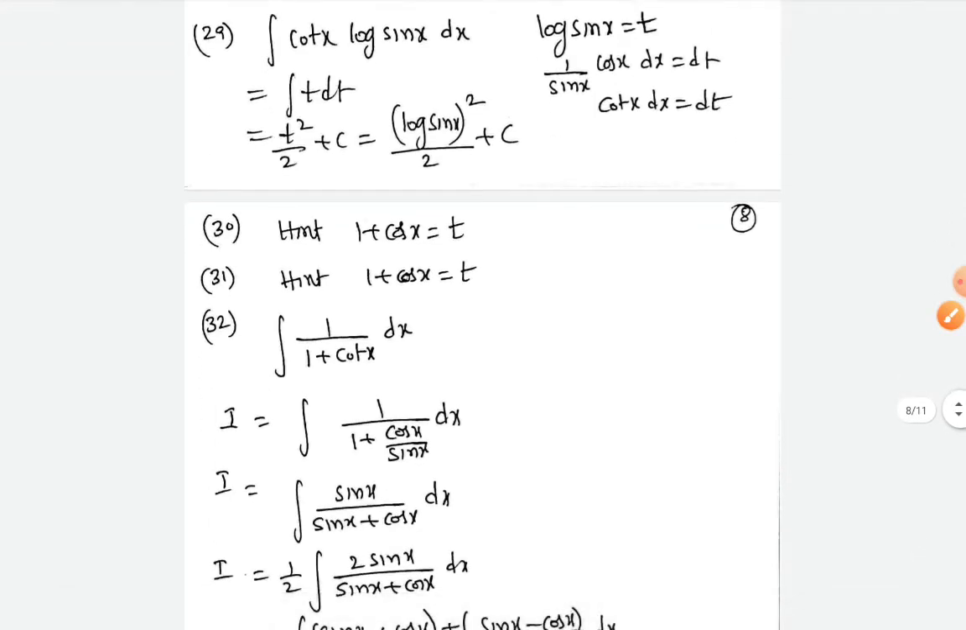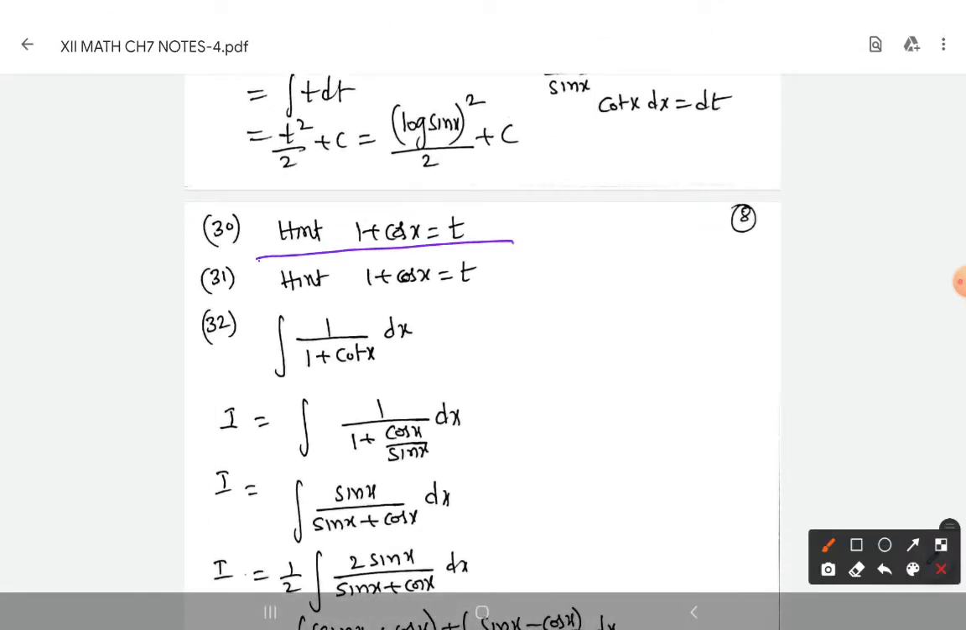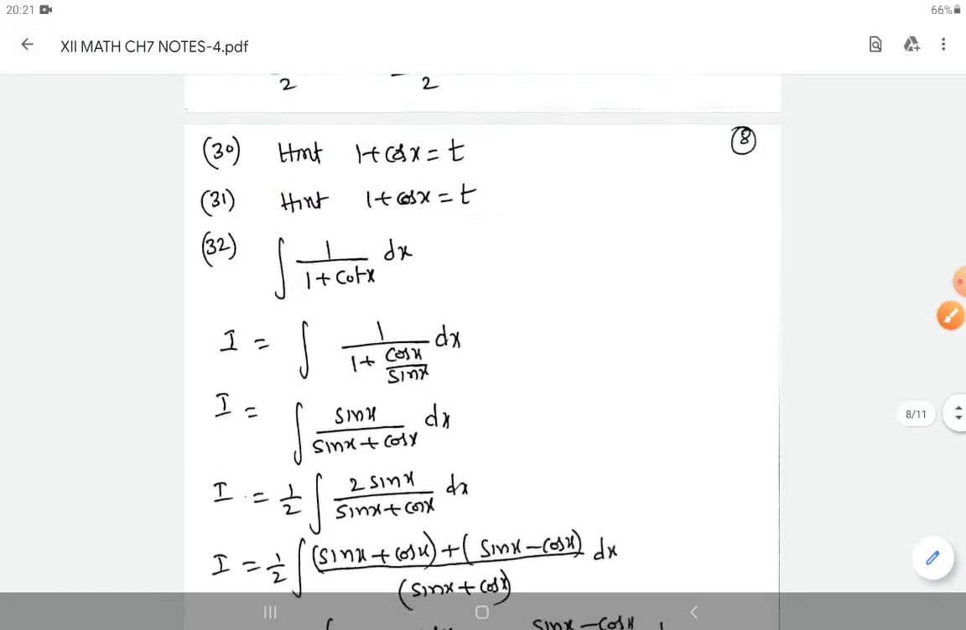So 30th question, 1 plus cos x is equal to t. Substitute that and you can try it. Even the 31st question also, in the same way, you should take 1 plus cos x is equal to t, because the derivative of that denominator exists in the numerator. Okay.